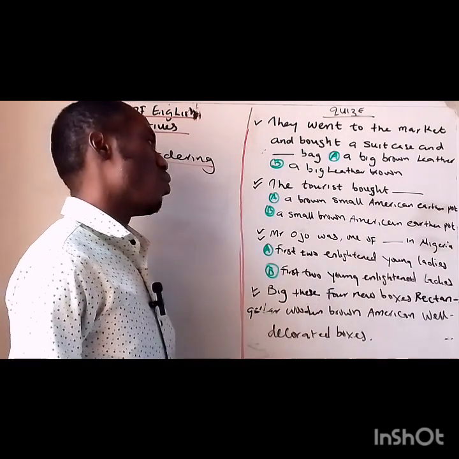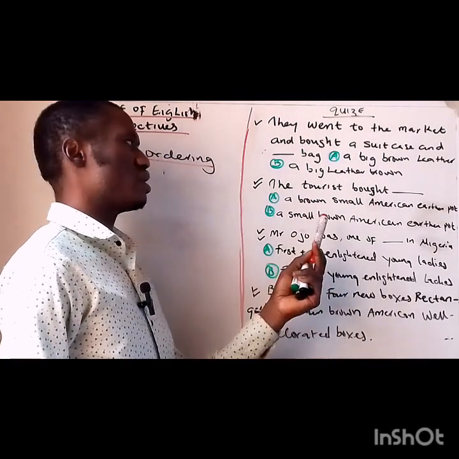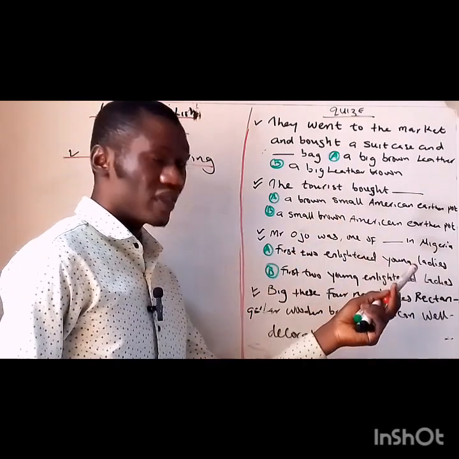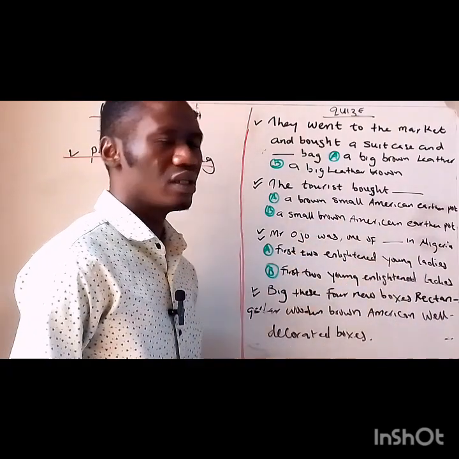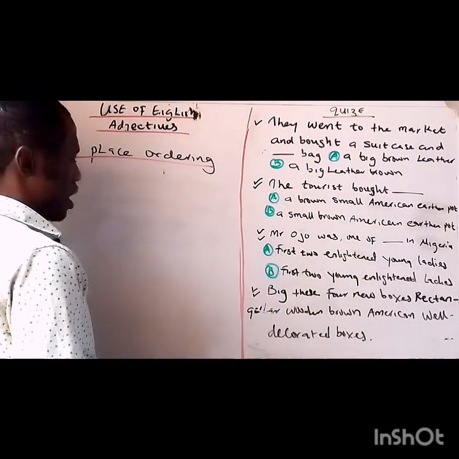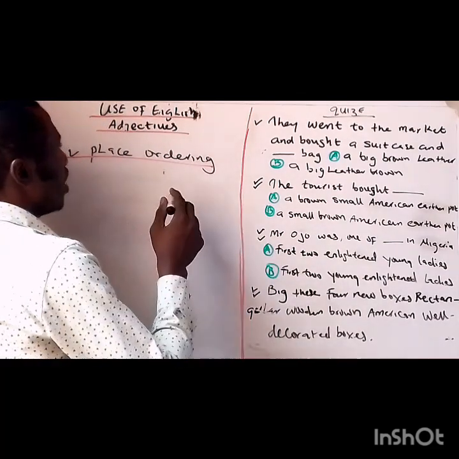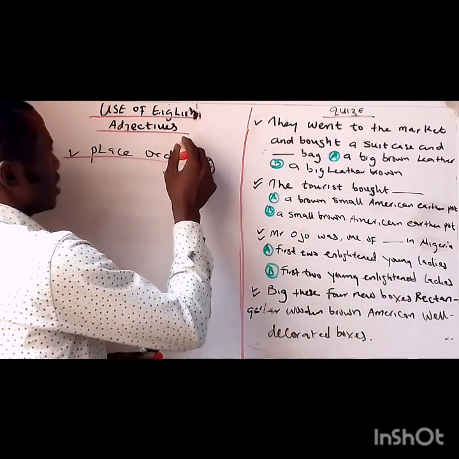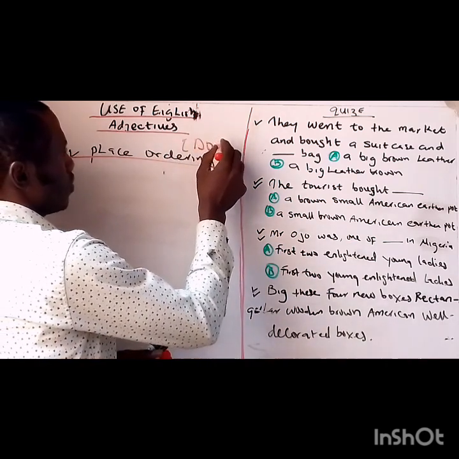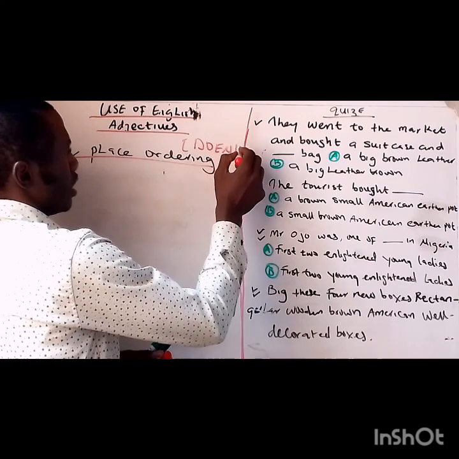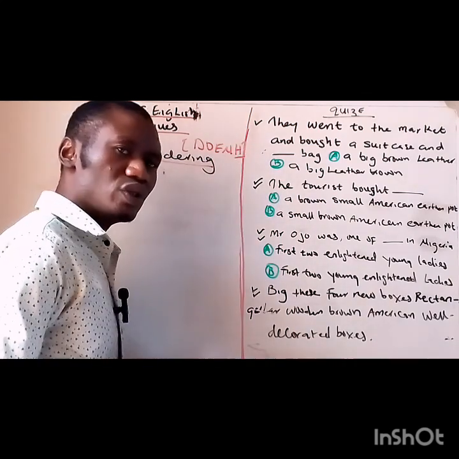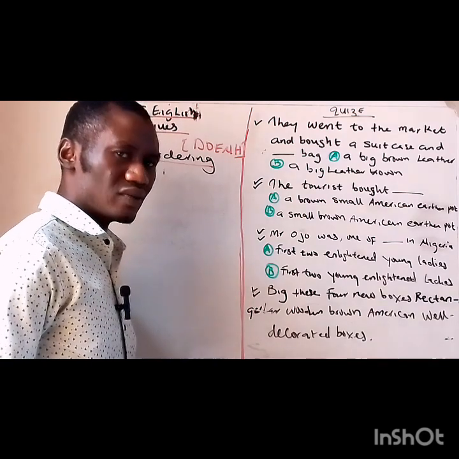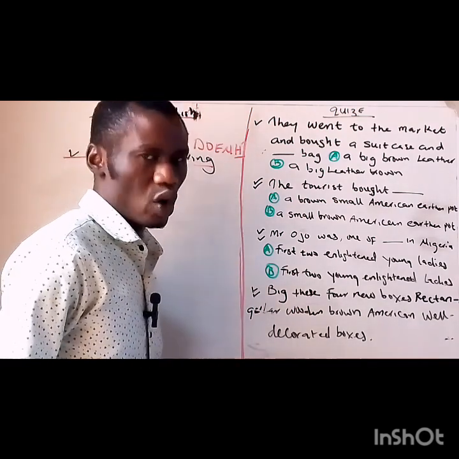Look at this other one, question number 2. The tourist bought a brown small American earthen pot. So we need to see all that. Now, the first thing to do in place ordering is that it's going to follow a formula, and that formula is known as the DEENH. So, the DEENH is the formula to use to answer questions on adjectives, subsection place ordering.